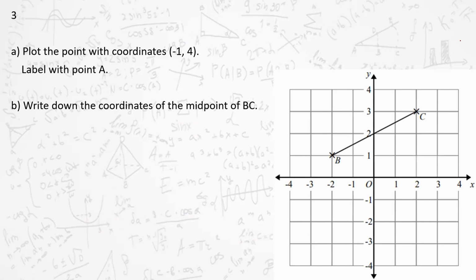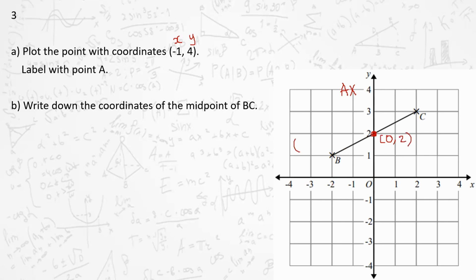Next, question 3. Plot the point with the coordinates minus 1, 4. So x and y. Minus 1's here, and then y is 4. You need to go up 1, 2, 3, 4. So this will be my point A. That's to be labeled. And write down the coordinates of the midpoint of B and C. Looks like it's just here. Looks like it's x equals 0, y equals 2, but we can check it.